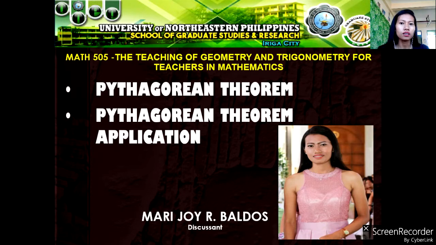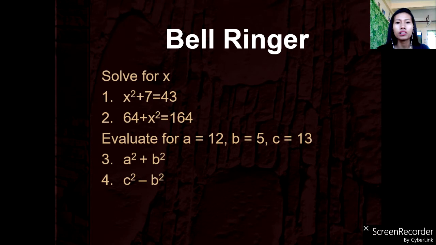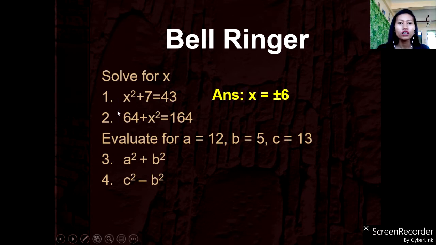But before I start with my discussion, let us have this bell ringer. Let us try to solve for the value of x on items 1 and 2, and for items 3 and 4, let's try to evaluate. For item number 1, we have this equation: x squared plus 7 is equal to 43. What do you think is the value of x? The value of x is positive or negative 6, because 43 minus 7 is 36 and the square root of 36 is positive or negative 6.